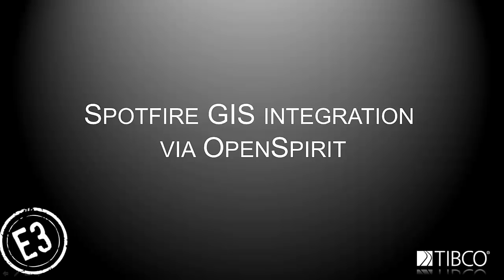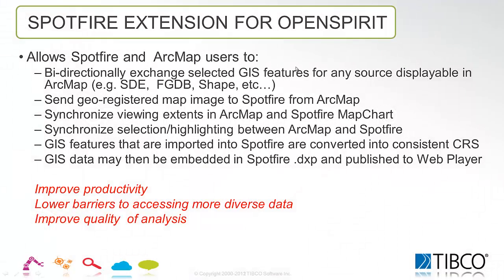In this brief presentation, we're going to describe how OpenSpirit can help assist Spotfire users to be able to integrate Spotfire with the Esri ArcGIS desktop application. The OpenSpirit extension for Spotfire will allow the Spotfire user who also is using ArcMap or ArcGIS desktop to bidirectionally exchange selected features. You can be selecting features inside of ArcMap and send them to Spotfire, or vice versa. And you can be selecting features that are stored in any format that ArcMap is capable of displaying.